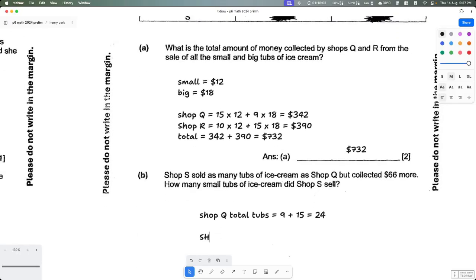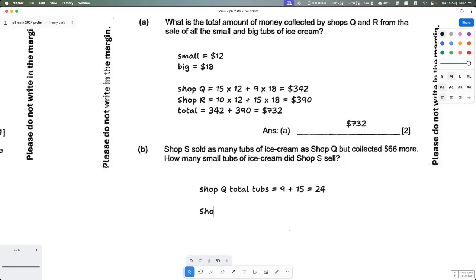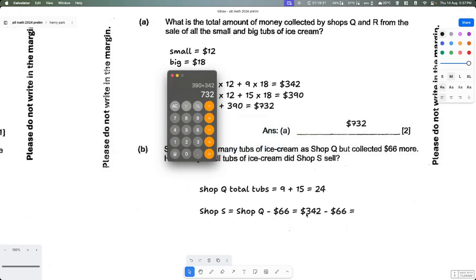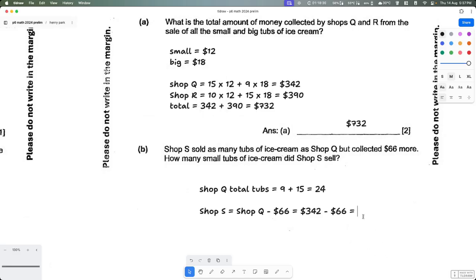So shop S is equal to shop Q minus $66. So what is shop Q? Okay, $342 minus $66. So 342 minus 66 will give us $276 over here.